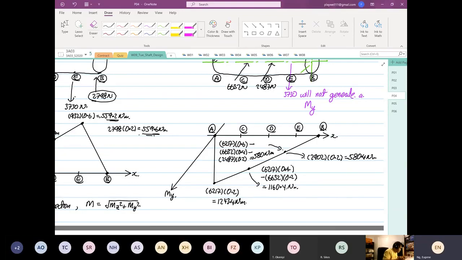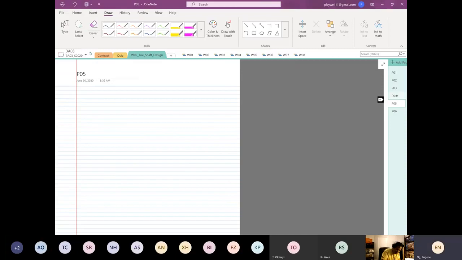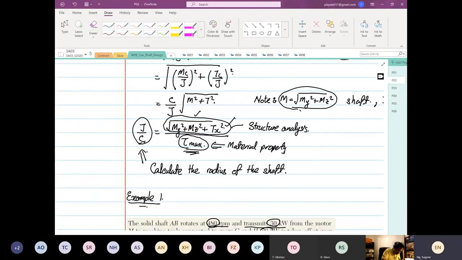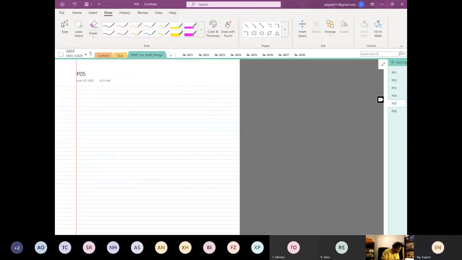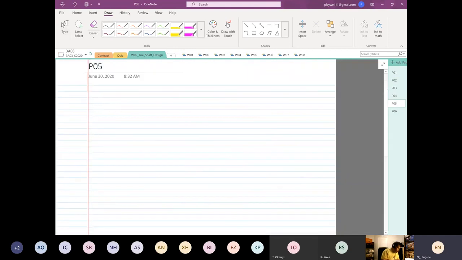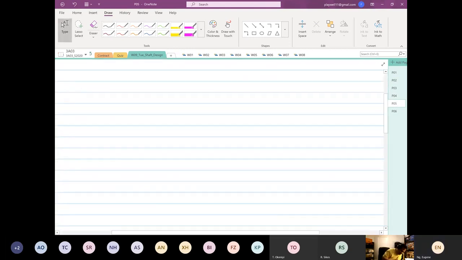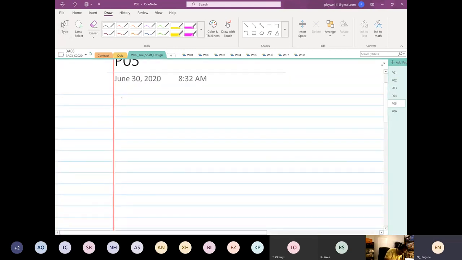So now when you have all this, the last one is the torque. So where we are now, we have My, Mz. Next, we want to find the torque. Now for the torque, you have to draw a torque diagram.